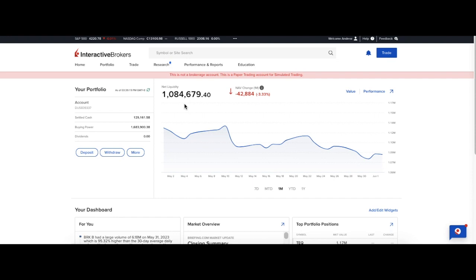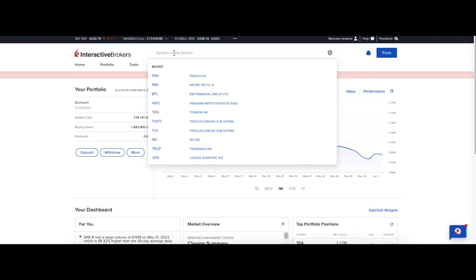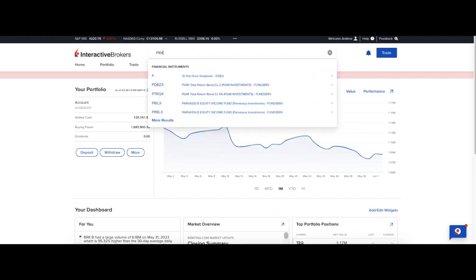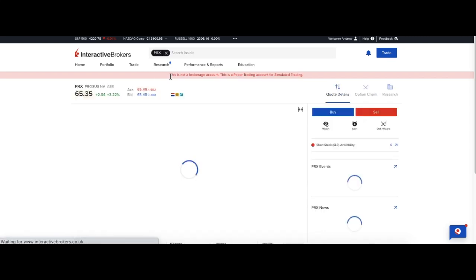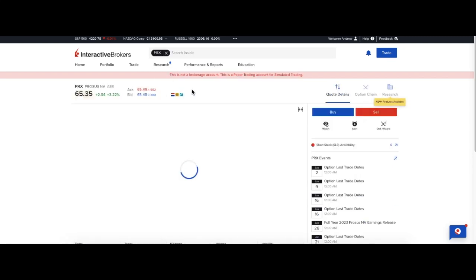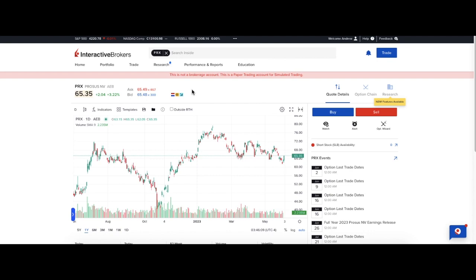a call option. The reason we would sell a call option is if we have a position in something, so you already have to have the position, and you are looking to exit that position at a certain price. Today I'm going to look at Prosus, which is PRX. Say I have this in my personal portfolio, and I want to sell some of these at €70 a share.